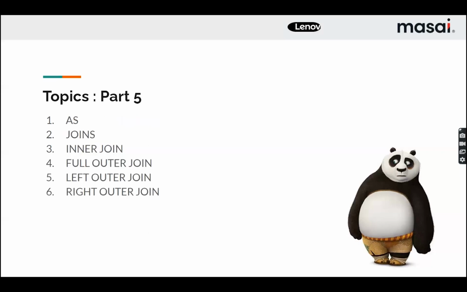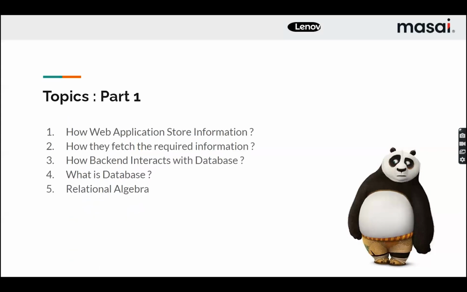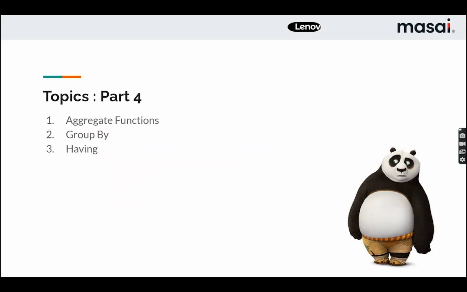Now let's move to part 5. In part 5, we will understand joins: inner join, full outer join, left outer join, right outer join. So it is a little bit more advanced topic than the previous ones. In these 5 parts, you will get a very good grasp of SQL. So let's start from part 1. These are the topics which we'll cover today. Now let's start the session.